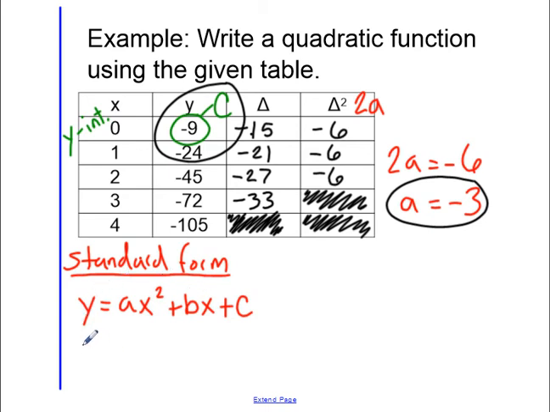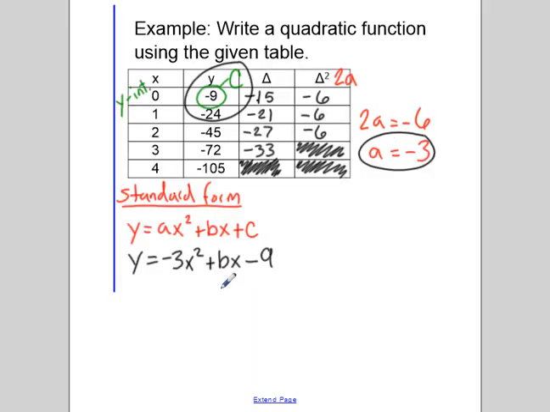So let's start by plugging in what we know. Y equals negative 3x squared plus bx minus 9. I don't know the b yet, but I could know the b if I were to plug in something for the x's and also for the y. Now to do that, we just need to pick any other point on our table, and then we'll be able to solve for the b. I see that I have another point at 1 and negative 24, so I'm going to plug those in.